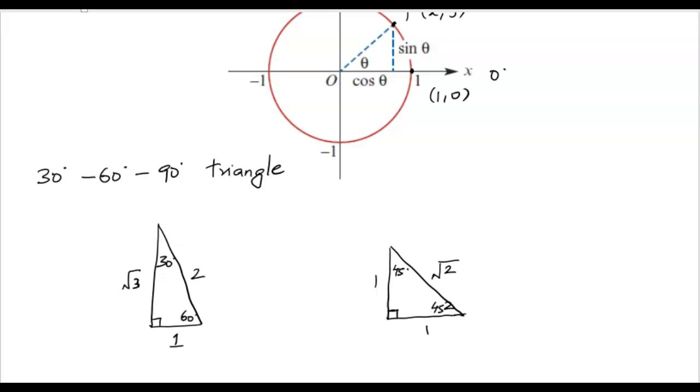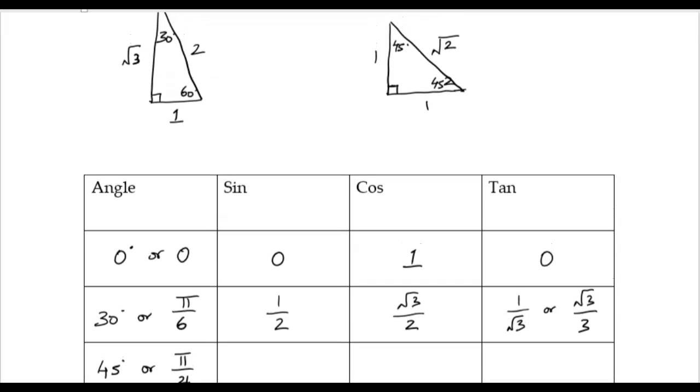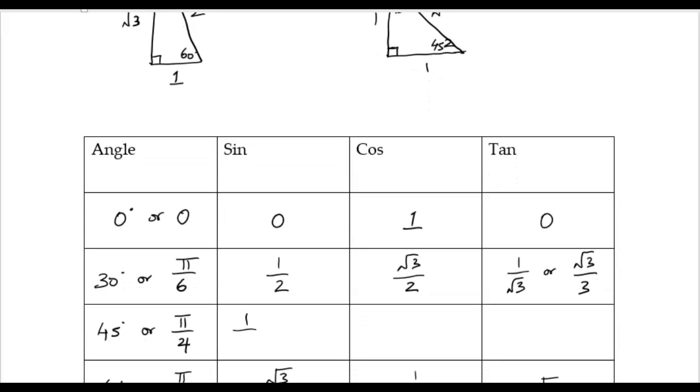Right, so this one's the 45, 45, 90-degree triangle. Right, so just with the use of the triangles, let's have a look at some values, right? So sine 45 is going to be opposite over adjacent, so 1 over square root 2, or in the rationalized form, it's going to be square root 2 over 2.